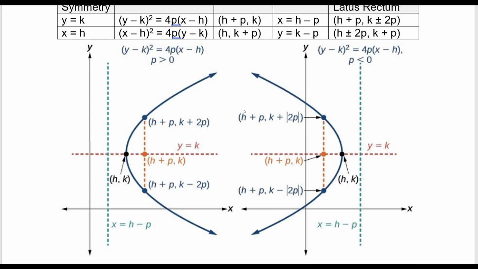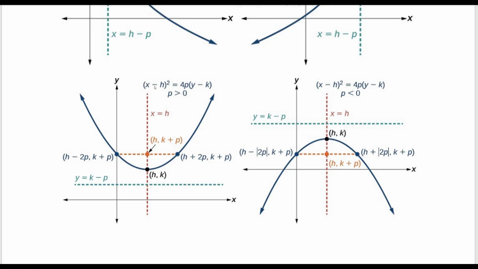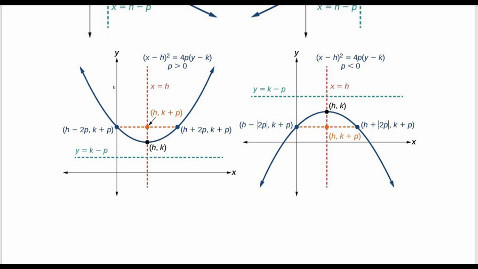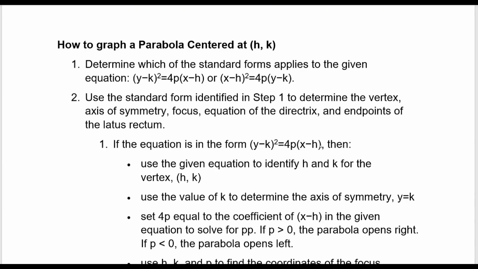And here's an example, some imagery. If your p is positive, it opens to the right, and if negative, it opens to the left. This is if you have y as the squared term. And if x is the squared term and y is the linear term, you would have this, either opening up or down: it opens up if p is positive, down if p is negative. You can always pause and study that some more.